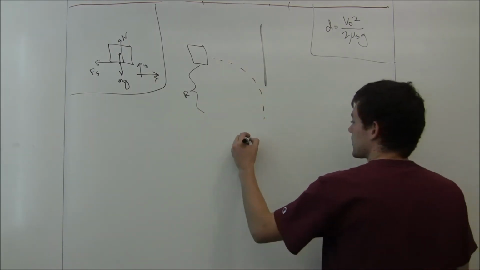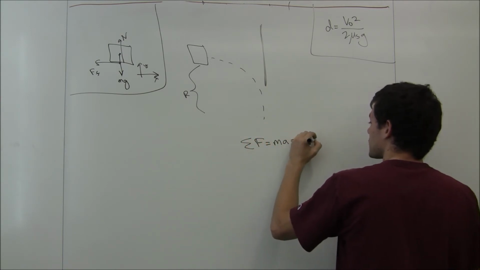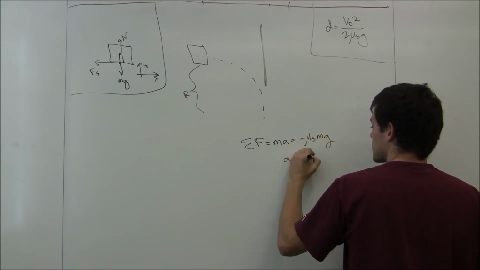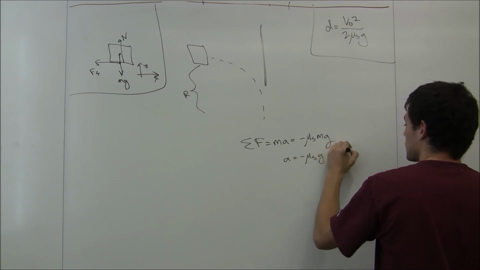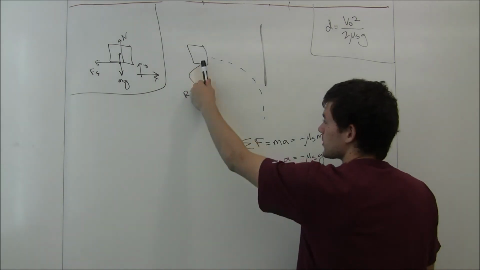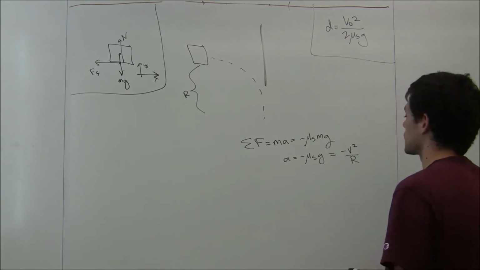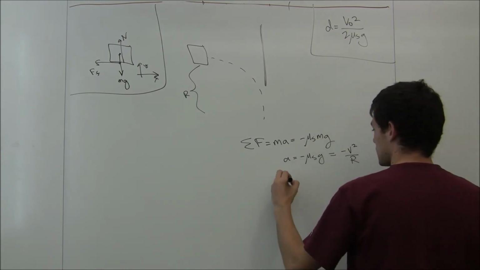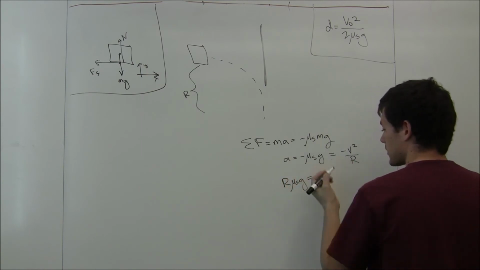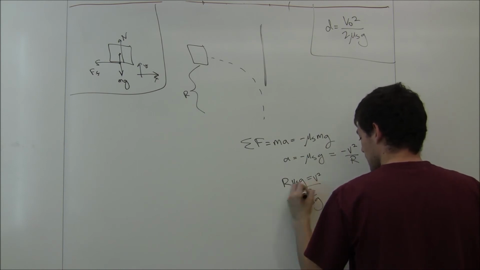So in this case, we get, again, that the sum of the forces, ma, is equal to minus mu sub s times mg. And so we get a is equal to minus mu sub s g again. But in this case, a is also going to be equal to minus v squared over r. Because remember, centripetal acceleration is negative because it points radially inward, and it has the magnitude of v squared over r. So this tells us that r times mu sub s g is equal to v squared, canceling out the negatives, and r is equal to v squared over mu sub s times g.